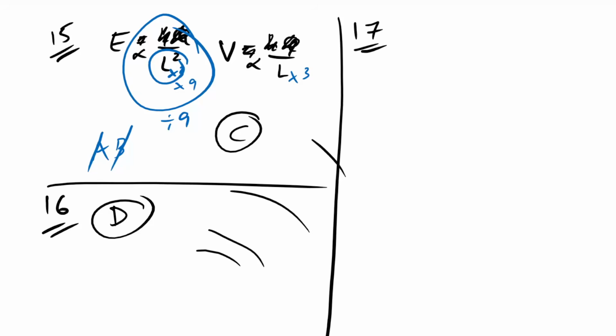17, positive charge of 2 times 10 to the minus 4 coulombs. Potential is plus 500 volts. What is the potential energy of the system? Okay.